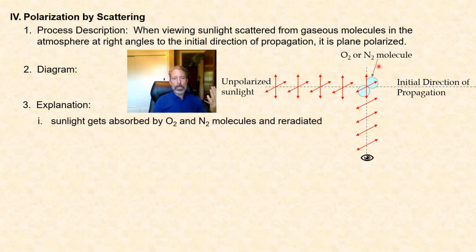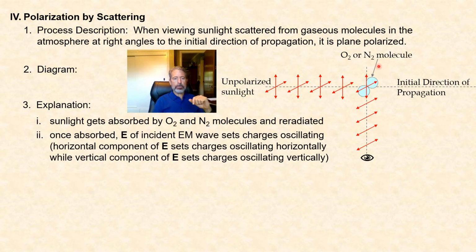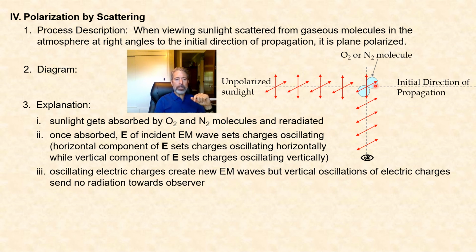So what's going on here? Sunlight gets absorbed by the oxygen and nitrogen molecules and then re-radiated as new waves. Once absorbed, the electric field of the incident electromagnetic wave sets the charges in the molecule oscillating. The horizontal component of the electric field sets the charges oscillating horizontally, while the vertical component sets the charges oscillating vertically. So each of these directions of the electric field sets the charges oscillating in that direction. The oscillating electric charges create a new electromagnetic wave.